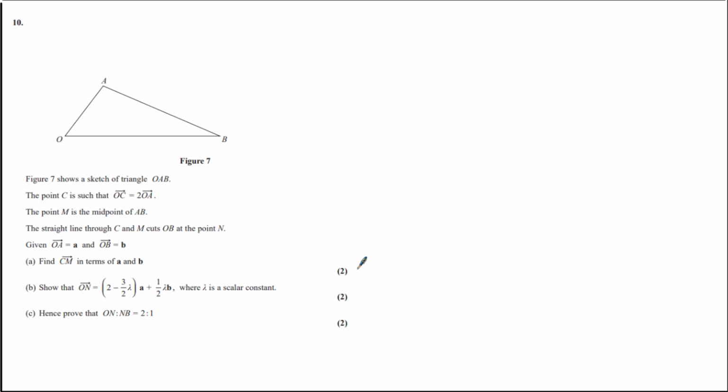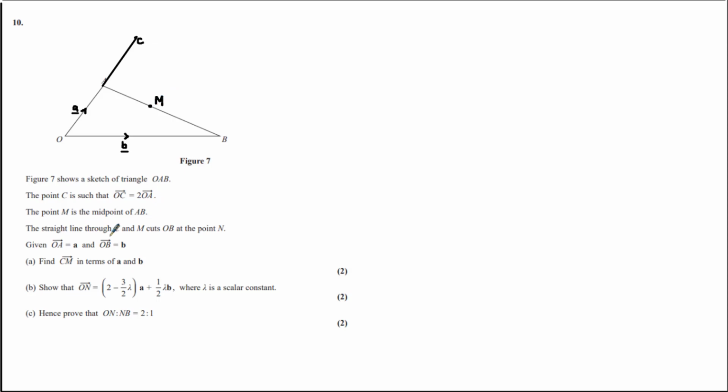So before solving any of these problems, I always find it super useful to label the diagram as completely as possible with the provided information. So we're told that the vector OA is equal to a, and therefore let's just label that here. We're told that the vector OB, O to B, is equal to b, so we're just going to label this. We're told that the point C is such that the vector OC is equal to 2 times the vector OA. So that means that there'll be a point around about here where the vector O to C would be twice the vector O to A. We're also told that M is the midpoint of AB, so we'll just label that here.